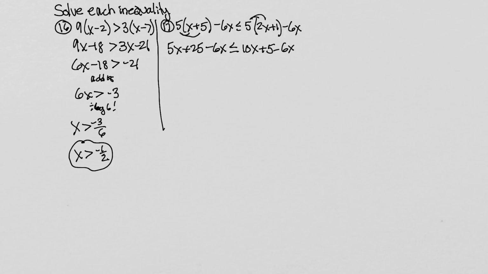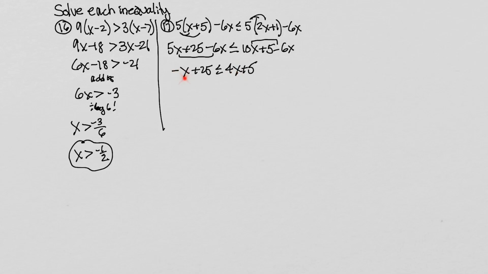See where we are. 5x's minus 6x's is negative x plus 25. That's less than or equal to, now 10x's minus 6x's is 4x's plus 5. We've got x's on both sides. I'm down 1 on the left, I'm up 4 over here, so I'm going to get all the x's on this right side. Let's get rid of this.